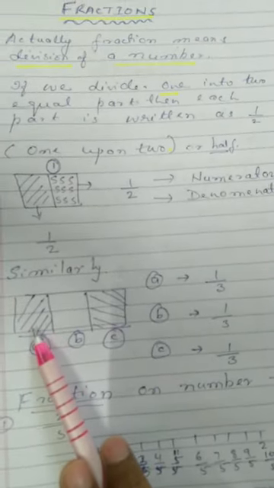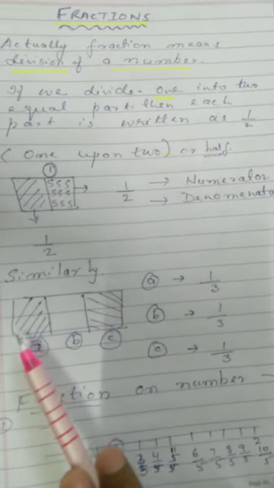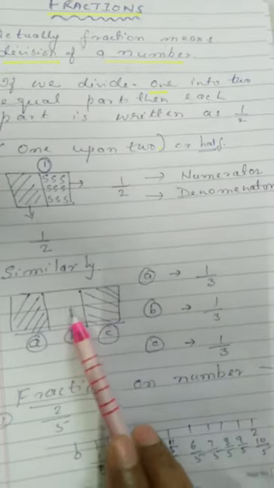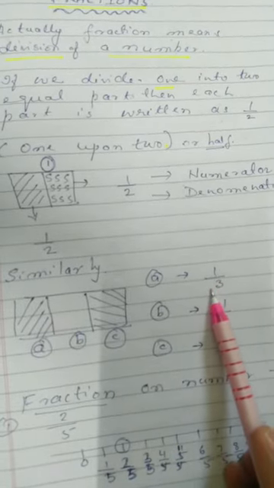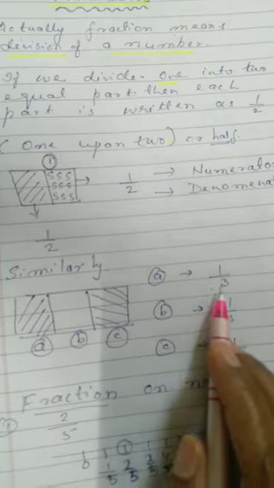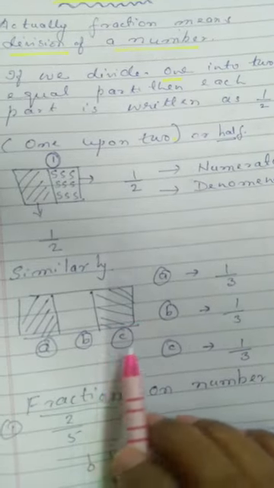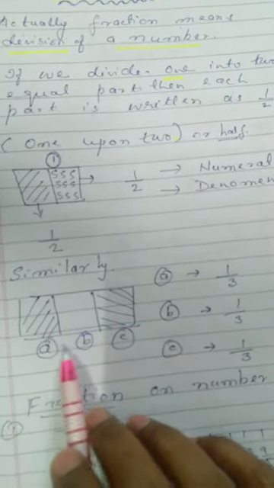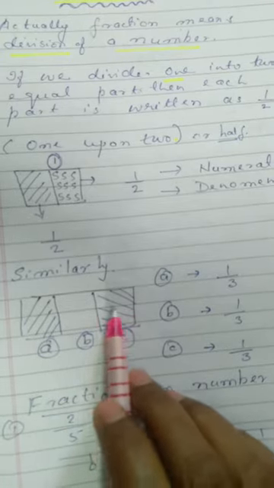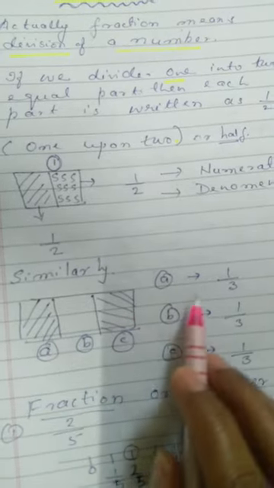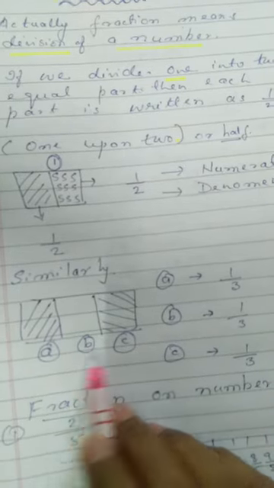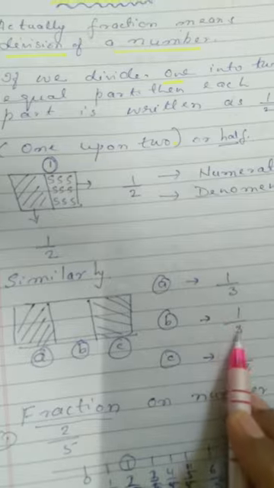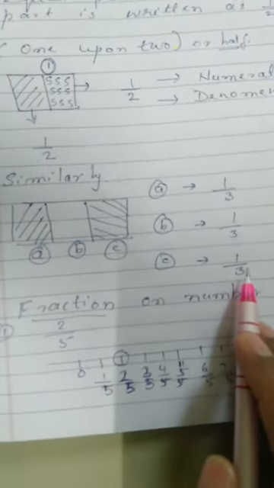Similarly, in this figure, we divide this figure into three parts, first, second and third part. Each part is called 1 upon 3. 3 shows number of divisions of this figure. As we are dividing this figure into three parts, that's why it is called 1 upon 3. This part, this is B, is also called 1 upon 3, and third part is also 1 upon 3.